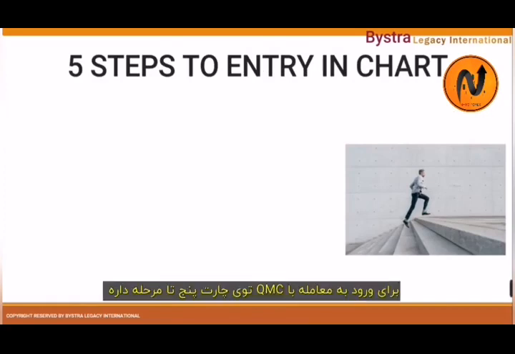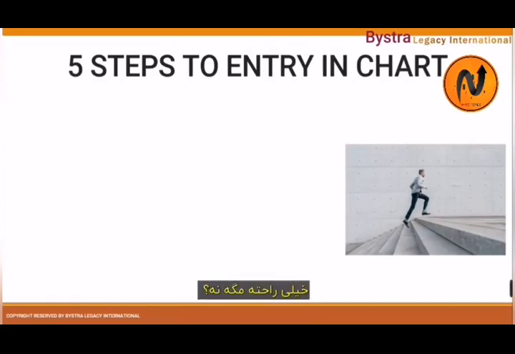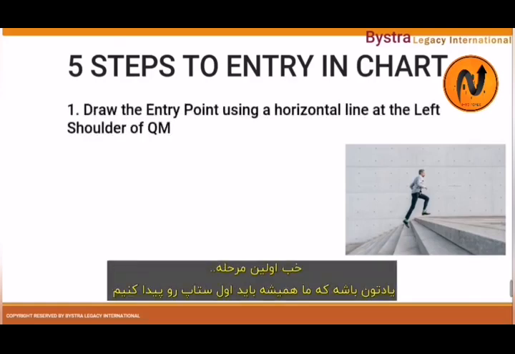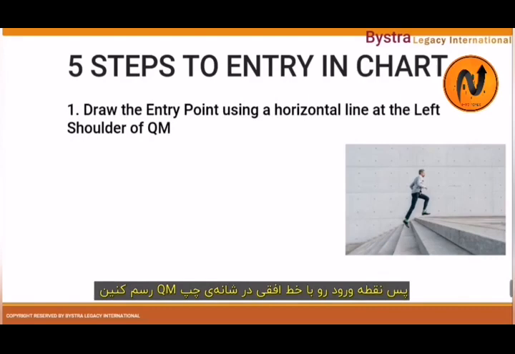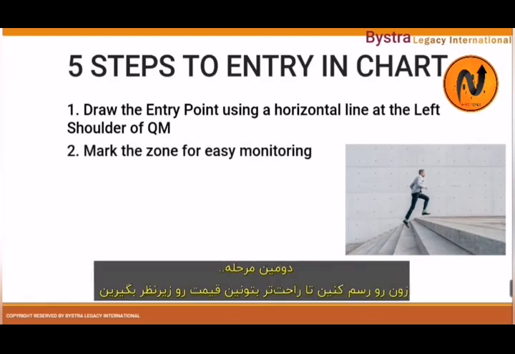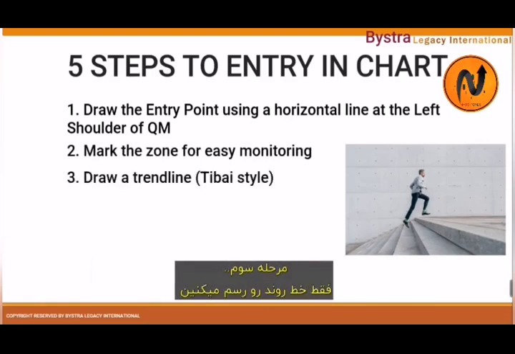Alright, there are 5 steps to entry in chart for this QMC. It's very simple, isn't it? So the first one, remember we always have to find the setup first. So draw the entry point using a horizontal line at the left shoulder of the QM. Second, mark the zone for easy monitoring. Thirdly, only then you draw the trend line.